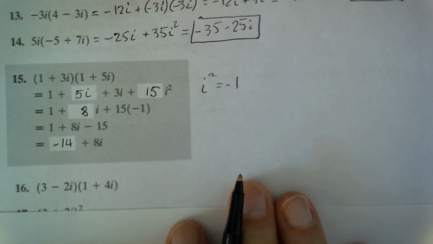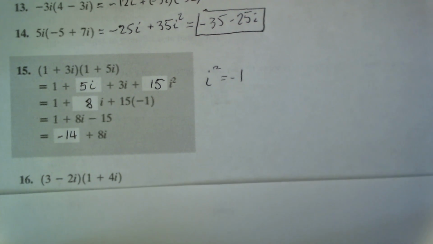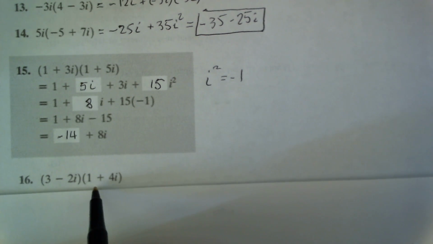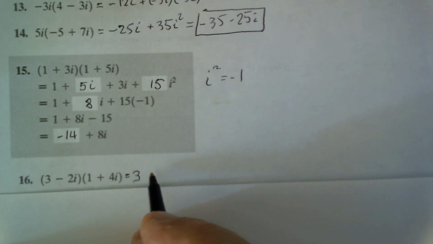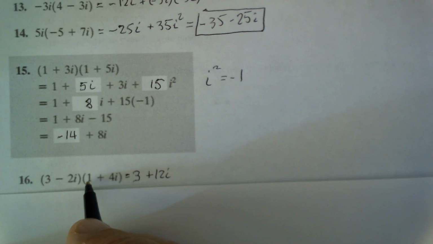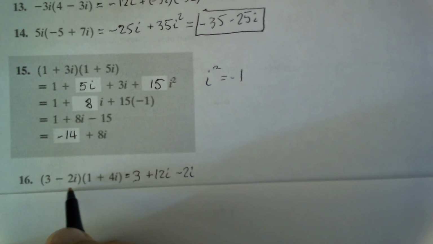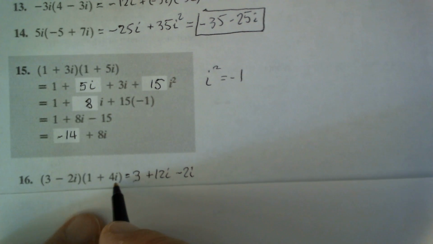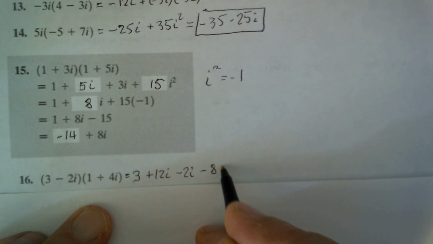So we have a few more of this type here. We multiply 3 minus 2i times 1 plus 4i. So 3 times 1 is 3. And then 3 times 4i is 12i. And minus 2i times 1 is minus 2i. And minus 2i times 4i is minus 8i squared.